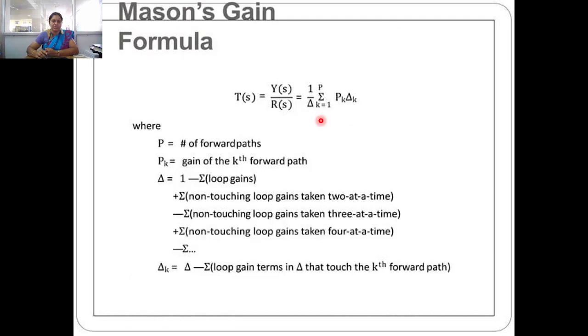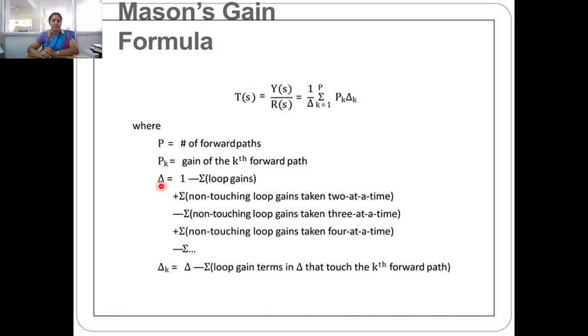And this is your Mason's gain formula, that is transfer function T(s) is equal to Y(s) divided by R(s), that is 1 by delta, summation k equals 1 to p, Pk and delta k. Here P is the number of forward paths and Pk is the gain of the kth forward path. K means how many forward paths are from input to your output. For example, if there are two paths, k values are 1 and 2.